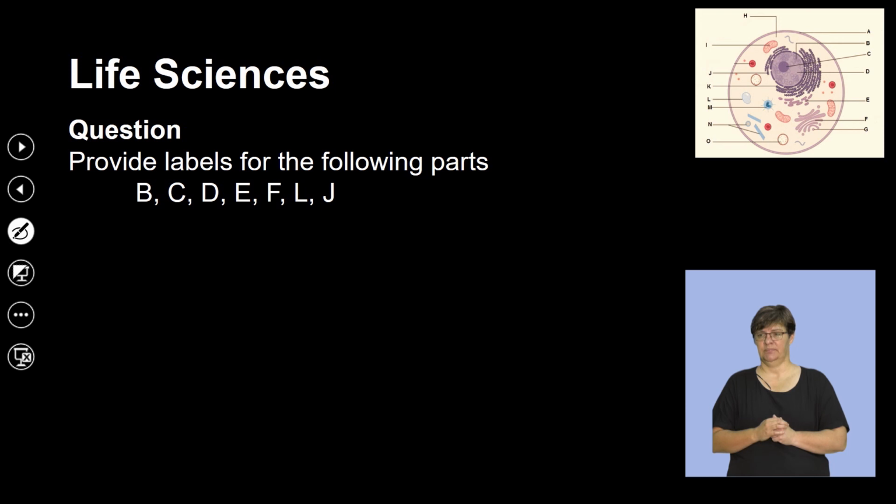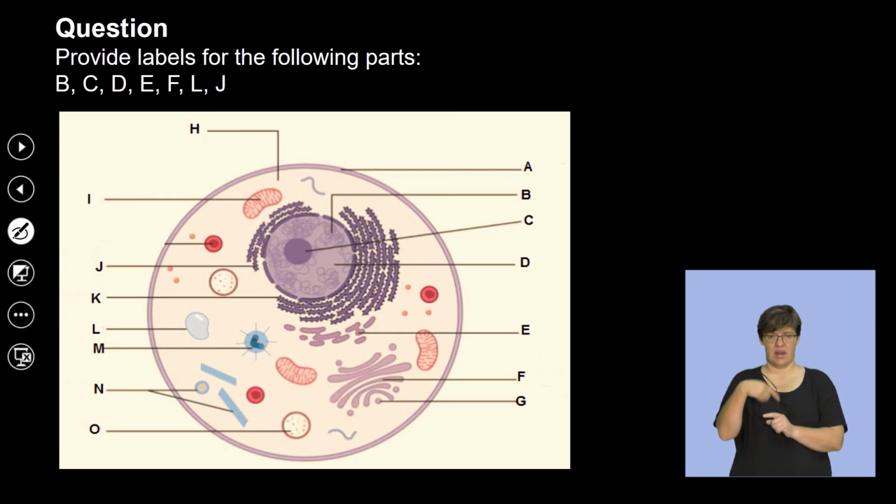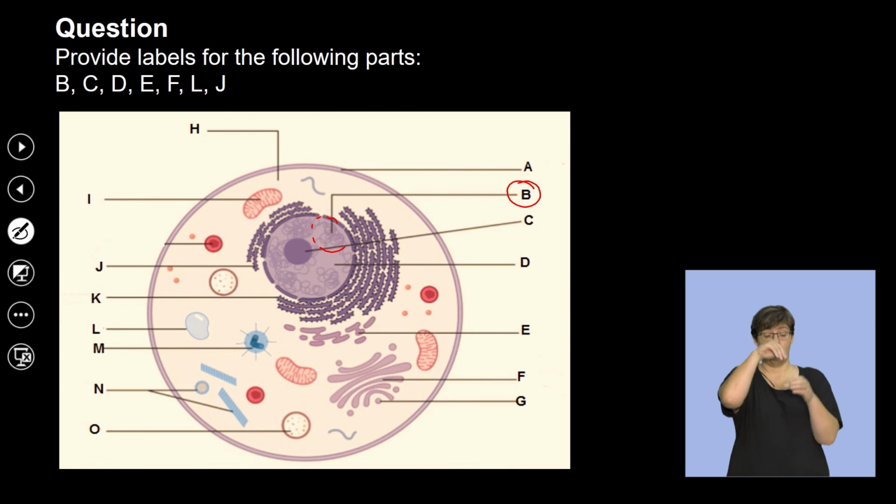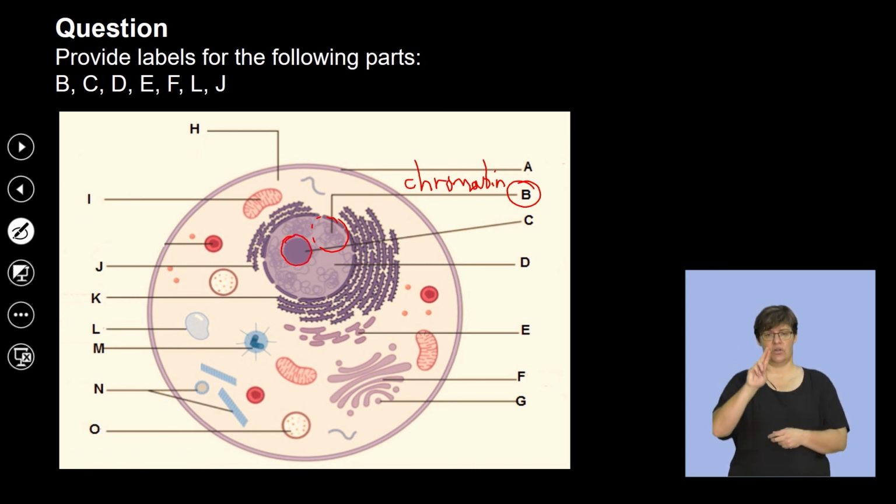Right. So provide labels for the following parts that are labeled B, C, D, E, F, I, and J. I'm going to point to those structures in the next slide and try and label them. So let's go to B. B is pointing specifically to structures within the nucleus, and that's essentially your chromatin material or your DNA. So that's your chromatin network. That's B. C points to the structure here, which is the nucleolus. D points to the matrix or the liquid part of the nucleus called the nucleoplasm.